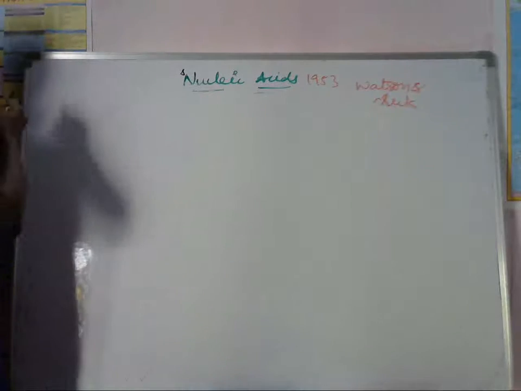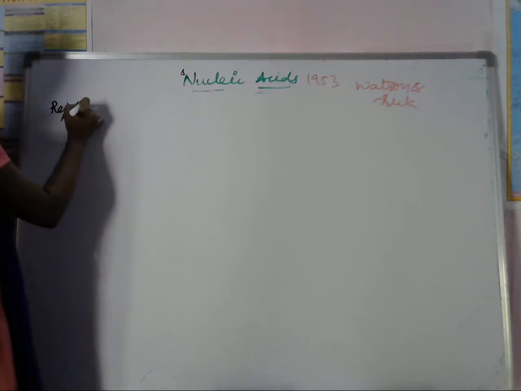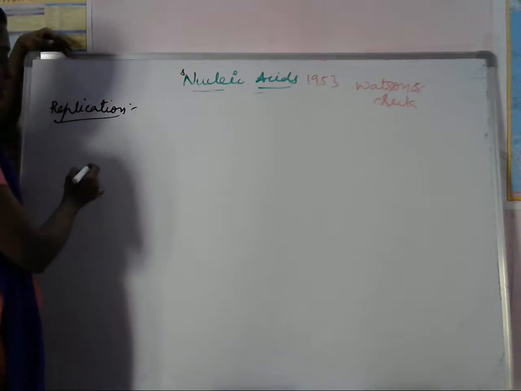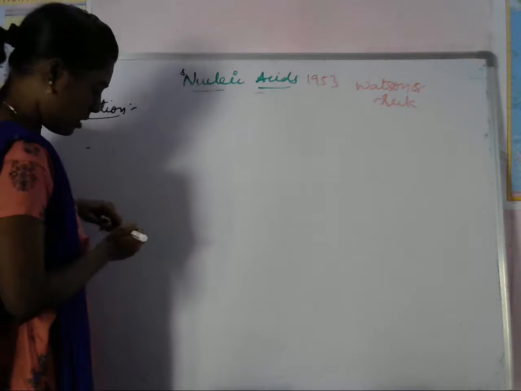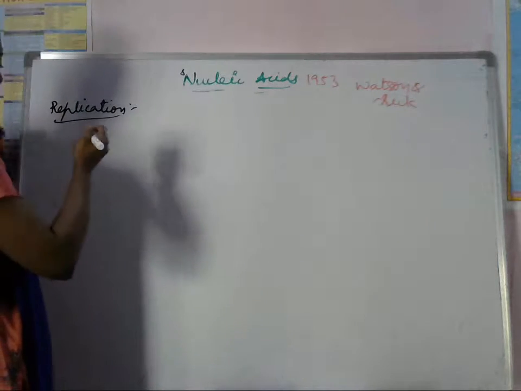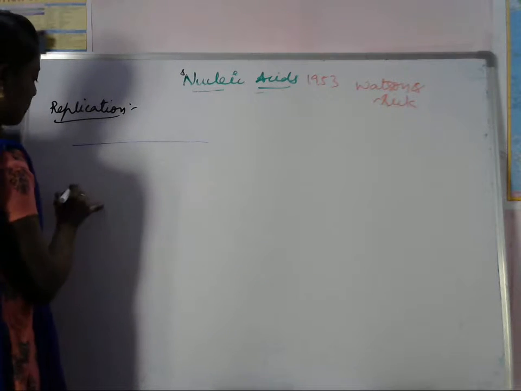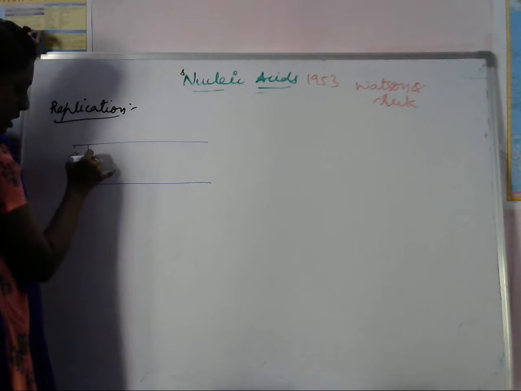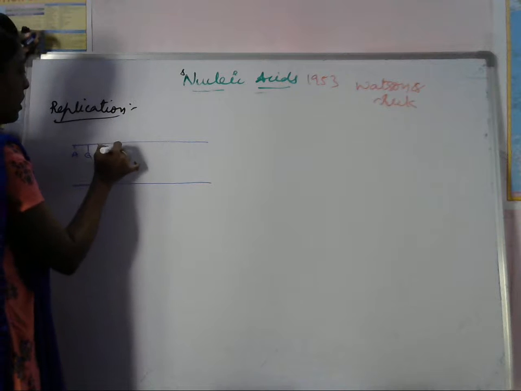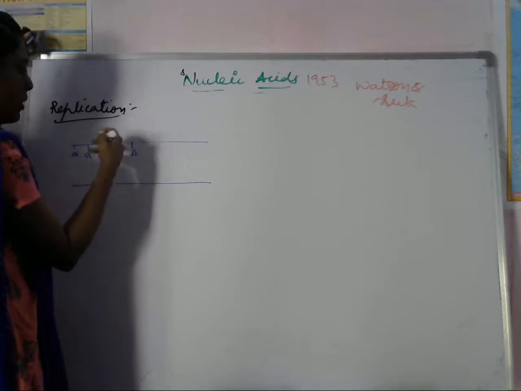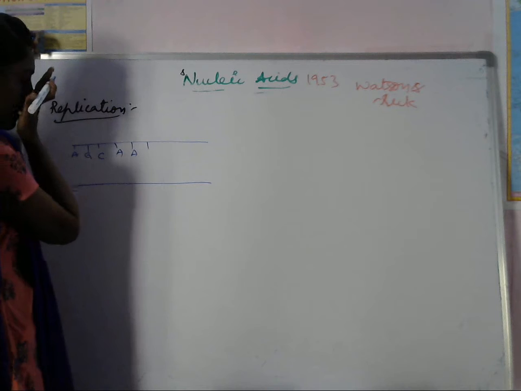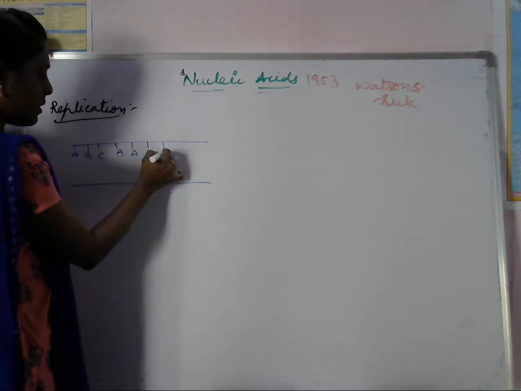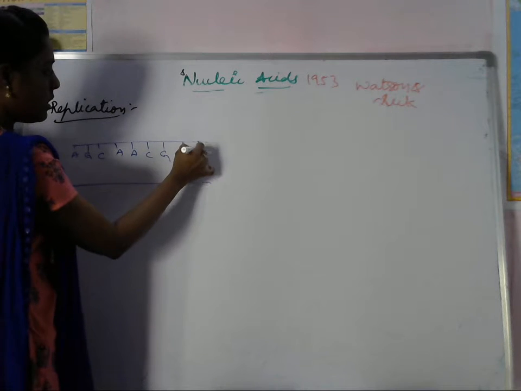Replication. So here replication is there. So we have to take the base pairs first, which has A, G, C, A, whatever, it forms randomly. It contains this one. Okay, so C, G, T, T.